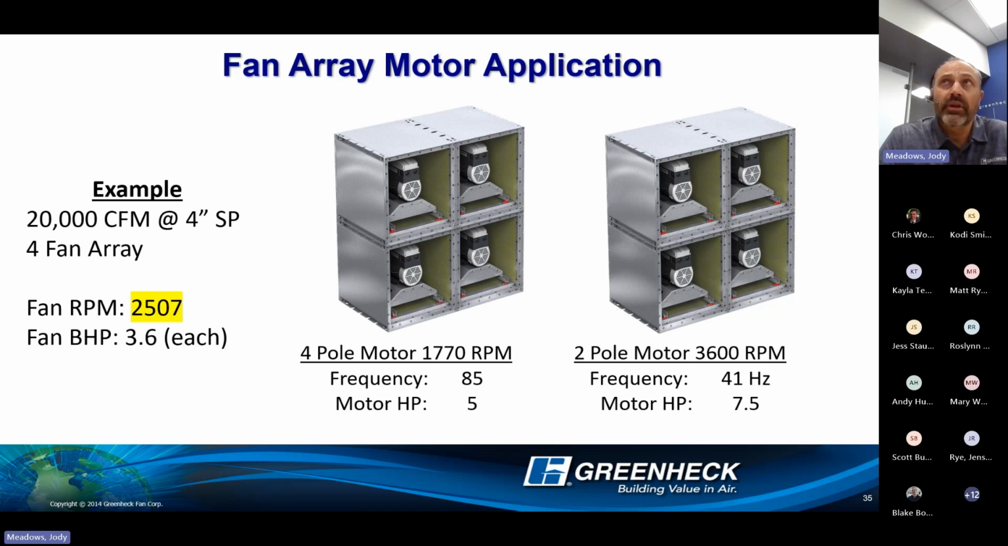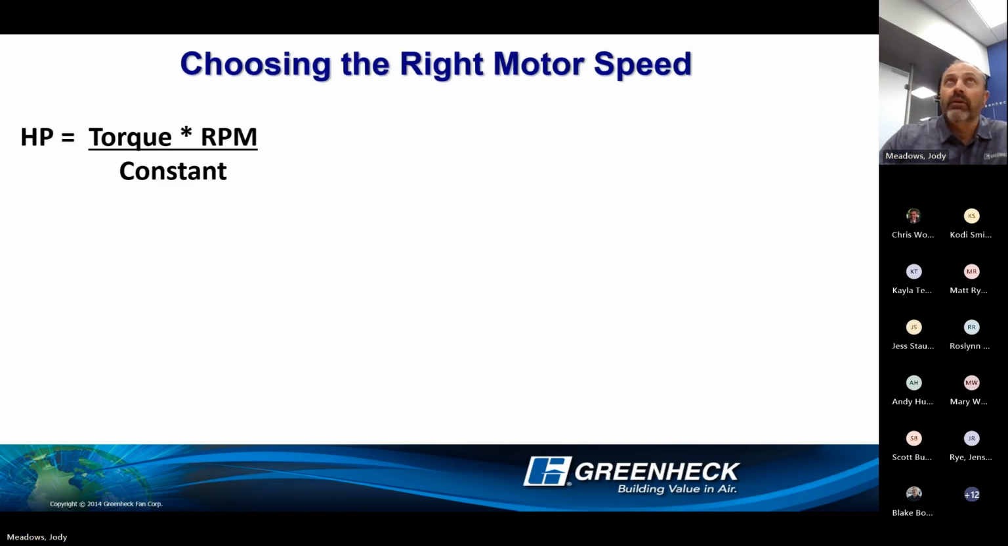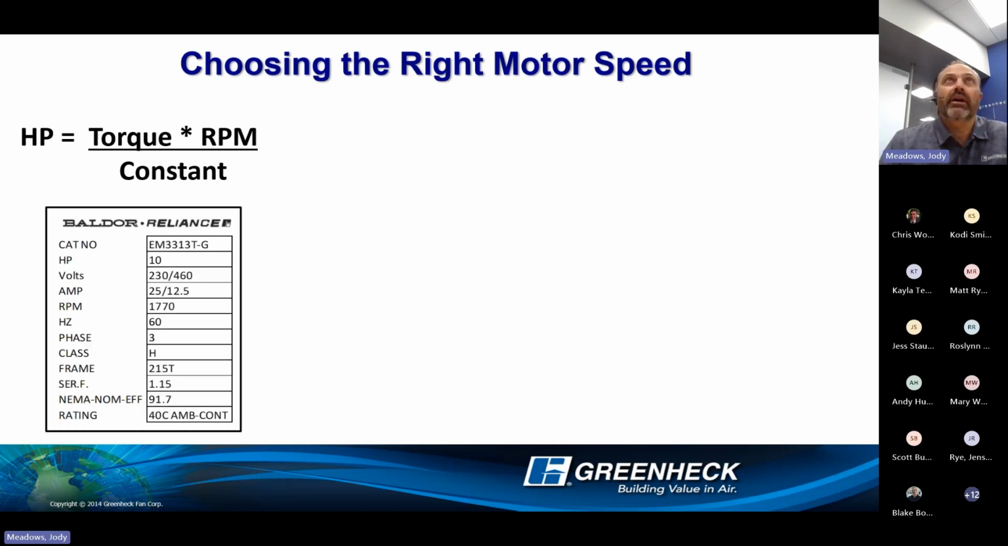The other scenario that you can select is going to be a 2-pole motor, 3,600 RPM motor that you would underspeed. So we would run that under 60 hertz. We'd run it at 41, and that would require a 7.5 horsepower motor. Okay, so the reason for that is horsepower is equal to torque times RPM divided by a constant.